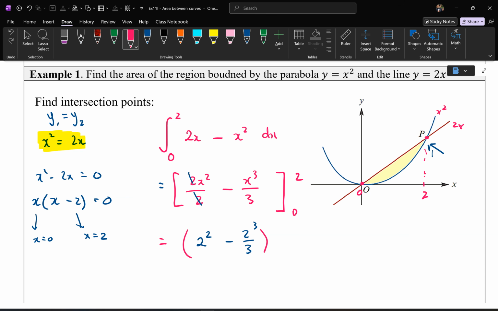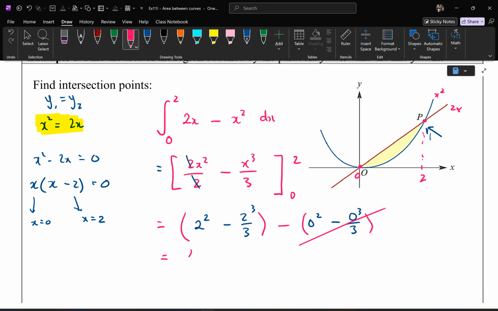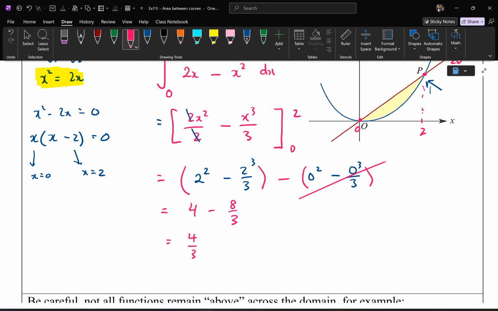So that's my f of b. Minus subbing 0. So 0 squared minus 0 cubed on 3. Which is convenient because clearly that's all 0 on this side here. So we can just cross that off. That means you just got to work out what 4 take away 8 on 3 is. And that should give us what? Times by 3, 12. 12 take away 8. 4/3 squared units.